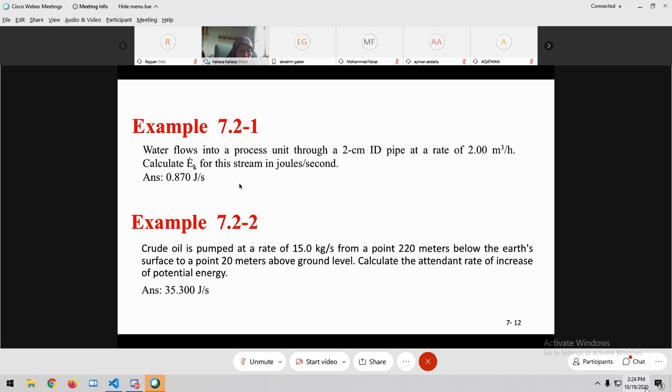200 meters coming in at 115. Below, that's ground. This is 220 meters below surface. My exit is 20 meters above the ground level. Calculate the potential energy. Calculate the increase in potential energy.